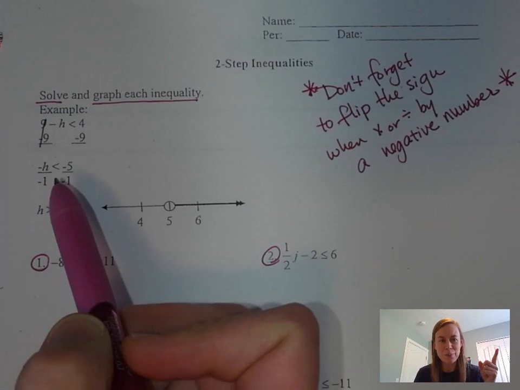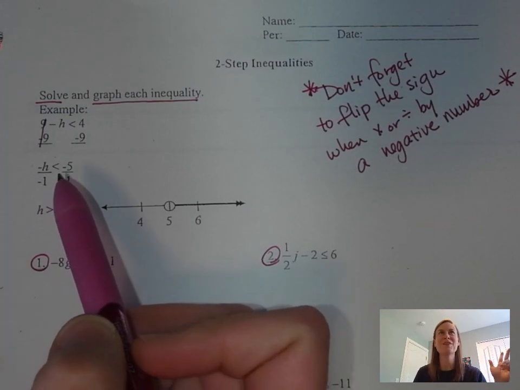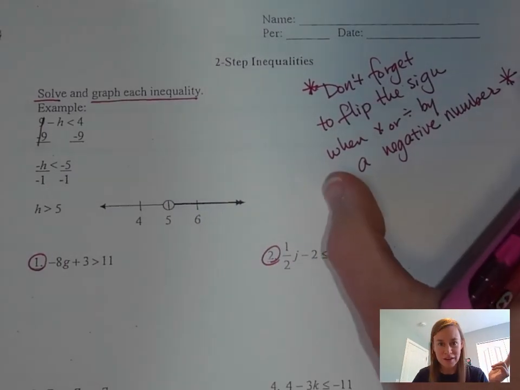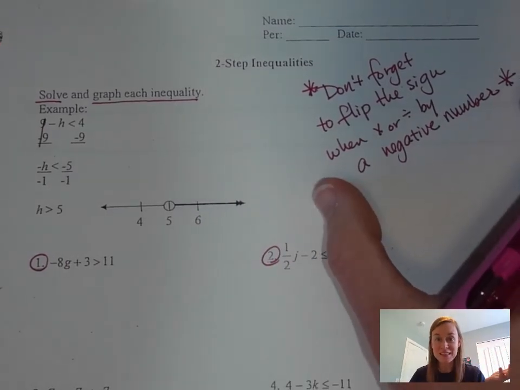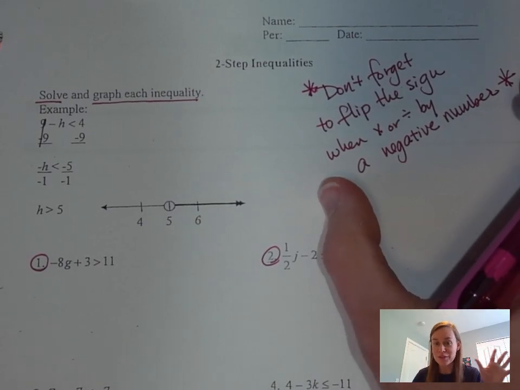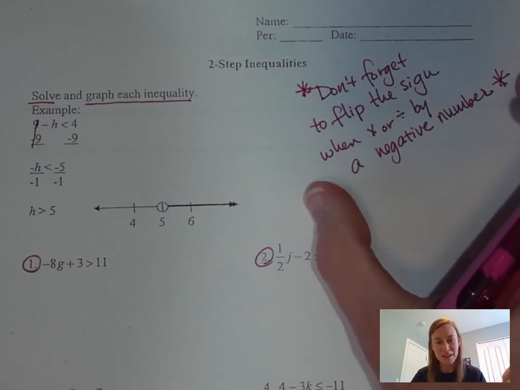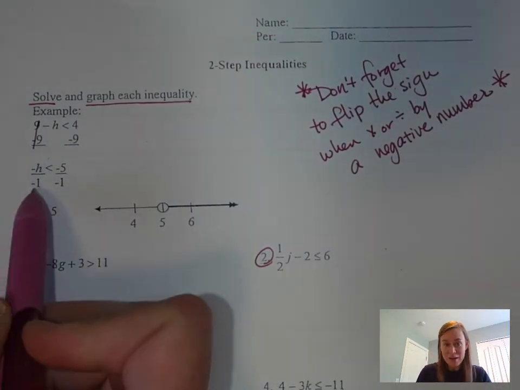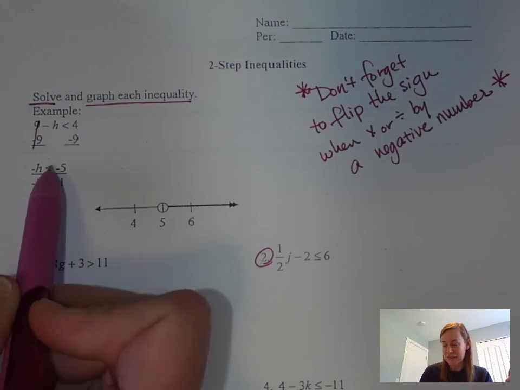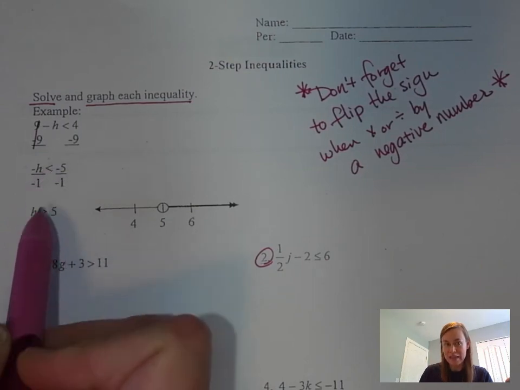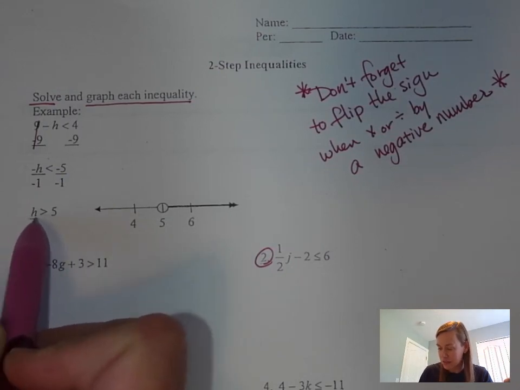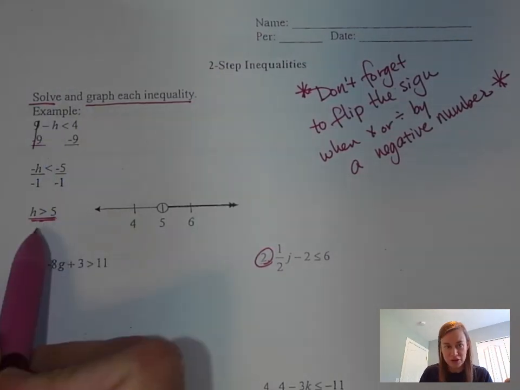And then this is the part where we can't forget, and I'm guilty of forgetting this sometimes too. It's just so easy to forget, which is why I have this giant note written here. Don't forget to flip the sign when you're multiplying or dividing by a negative number. So important. So feel free to write that big on your paper and just remind yourself so that you can't forget. So they divided by a negative number, which means they needed to flip the sign. So they went from a less than to a greater than. This is their solution. So this is step 1 or part 1 of the instructions.